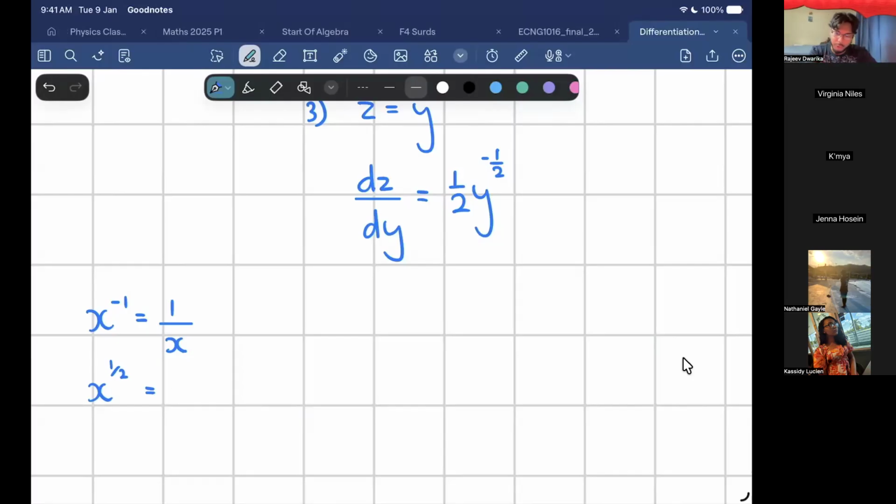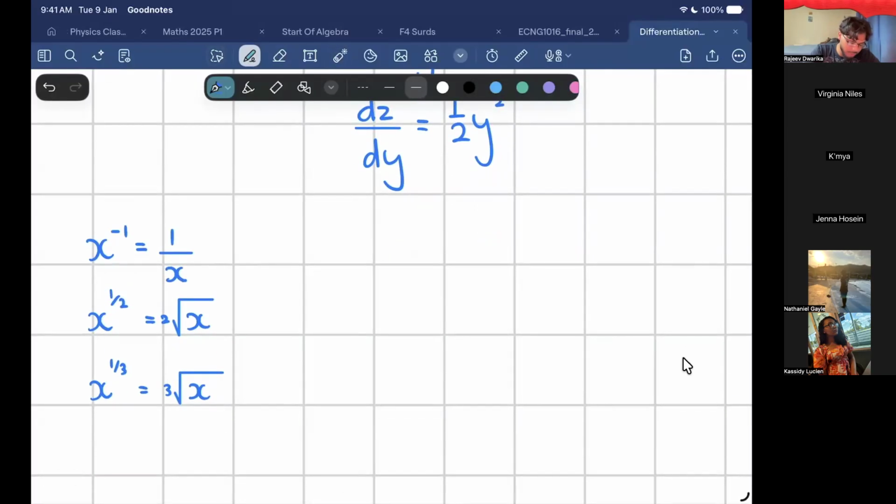But Nathaniel, anytime you have a fractional power, it suggests roots. So to the power half means square root. So x to the power half means the square root of x. You're not seeing it, but that's understood to be the square root of x. What do you think x to the power a third would look like? Not 3 square root of x. Cube root.